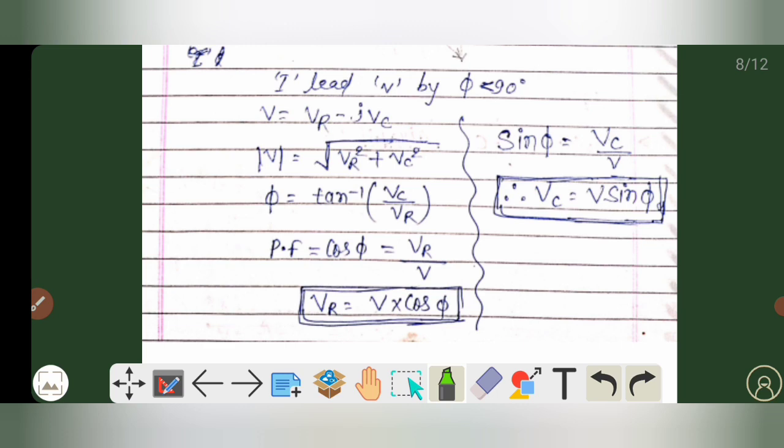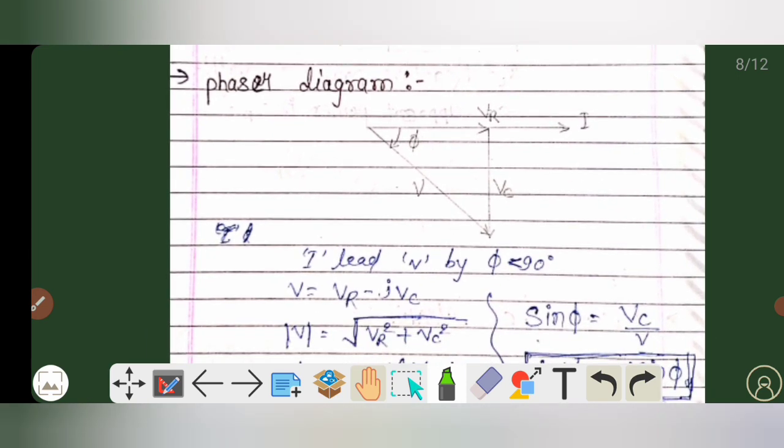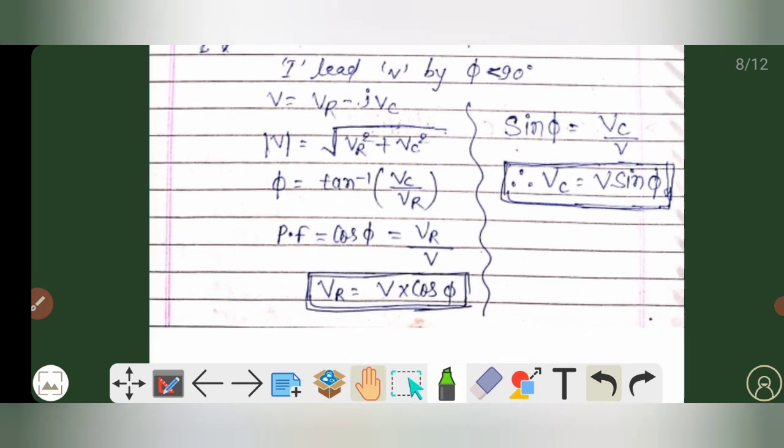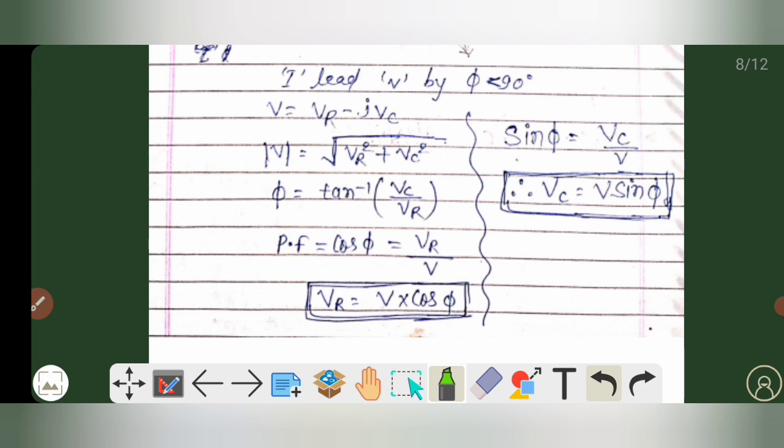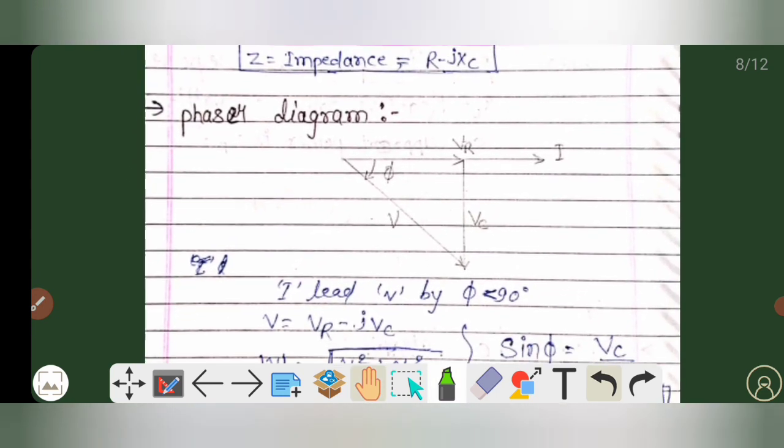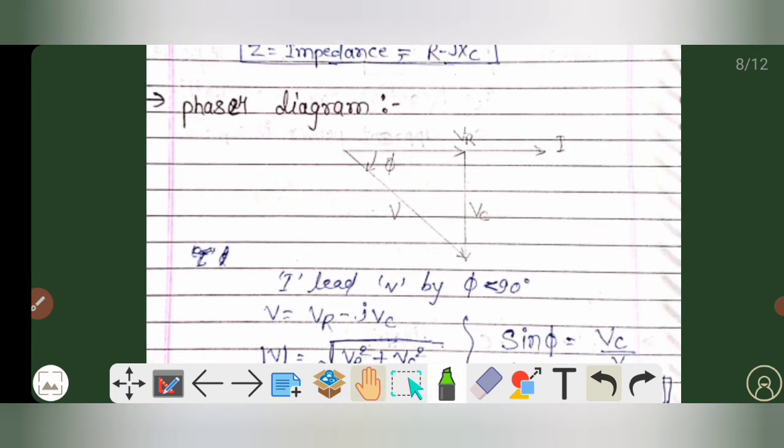And now my dear friends, from this phasor diagram, or you can say the triangle, if you want to calculate the value of cos phi, then that will basically come out to be VR by V, as you can see here. So the value of power factor, that is cos phi, is equal to VR by V. And if you want to calculate the value of VR, then that will come out to be V into cos phi. Now if you want to calculate the value of sin phi, then that will basically come out to be VC by V.